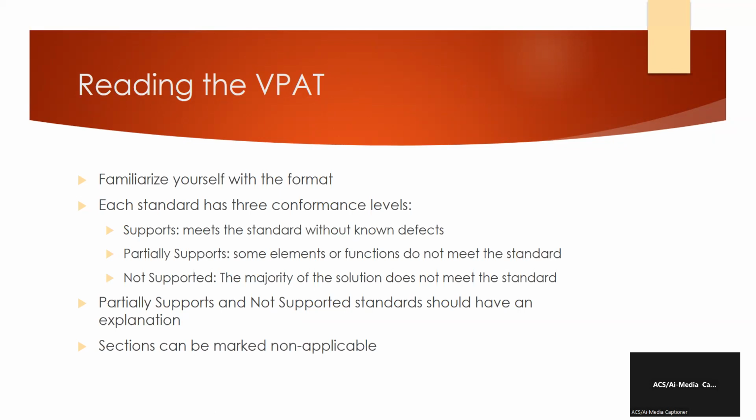As I mentioned earlier, sections can be marked non-applicable, or NA, usually applying to either specific guidelines, such as 1.2.1, if there's no video only or audio only content on the product that you're purchasing, the vendor will likely mark that not applicable. Or in some cases, it might be a whole section, such as Section 508, Chapter 4 on hardware, where if they're not providing any kind of hardware along with a software product, in that case, they would mark hardware not applicable because they're not providing that kind of product.